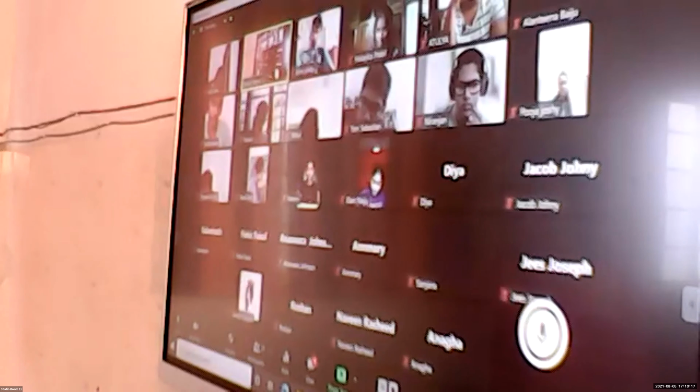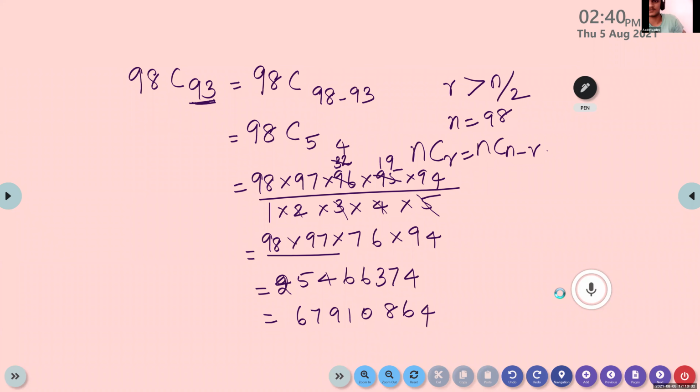Vinayak, what's your answer? Ma'am, I got Mehrin's answer. Mehrin's answer? Ma'am, is the answer starting with 67? 67910864. Okay, that is the correct one. So this one, you redo it. Check your answers. Note down.